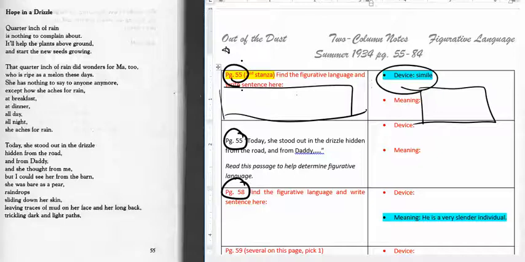Okay, you're back. So let's take a look at the second stanza. In the second stanza, it starts off with, "That quarter inch of rain did wonders for Ma too, who is as ripe as a melon these days." I'm going to stop there. I heard ripe as a melon, and if you'll remember, a simile compares two things using like or as. So you need to write that sentence in here.